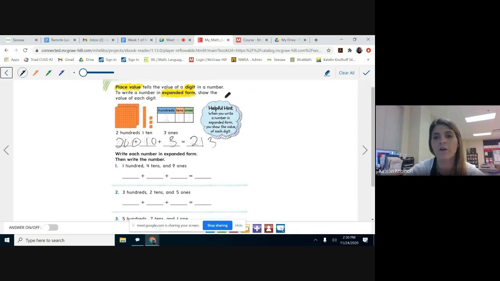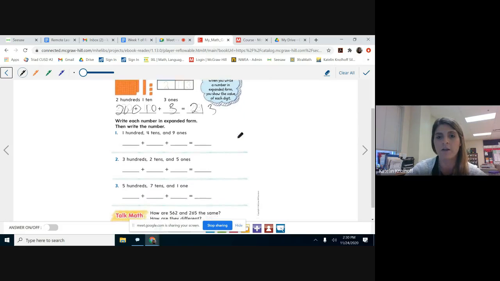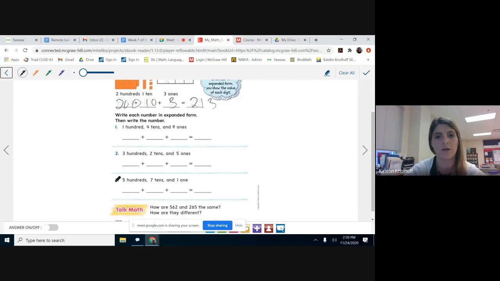Okay, you do have your helpful hint here, which is what Mrs. Nolhoff has been saying. When you write a number in expanded form, you show the value of each digit. Okay, so now we're going to get a little practice in it right here. It says write each number in expanded form, then write the number.